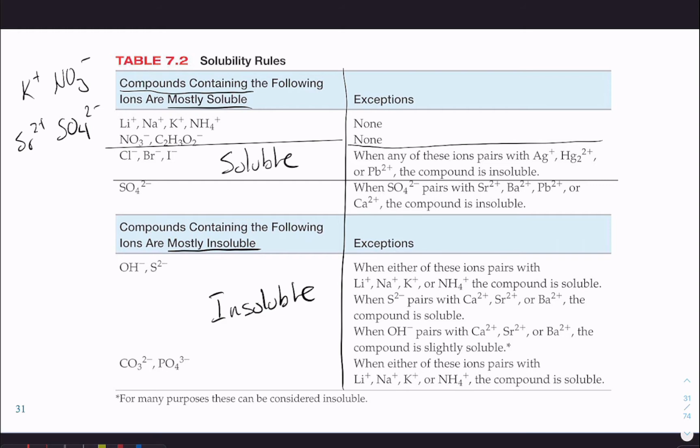But sulfate, on the other hand, is generally soluble, but we have an exception because this is strontium sulfate. So strontium is one of our exceptions. So when sulfate pairs with strontium, the compound is insoluble. So that means we do have a reaction in this case.